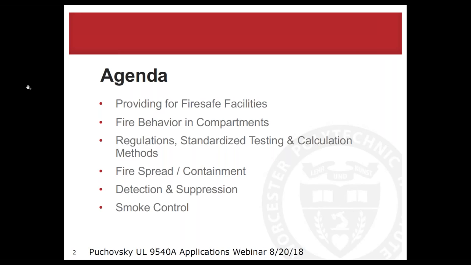I want to touch upon regulations, which is a big part of fire protection. We'll talk about regulations leading to standardized testing, and the background. I'll also talk about some of the calculation methods that are available for making decisions about fire protection. Then I'll focus on three different areas. One is fire spread and containment from whatever the fuel source might be, in this case an energy storage system, a battery unit. We'll talk about detection and suppression systems, and then I'll touch upon smoke control.